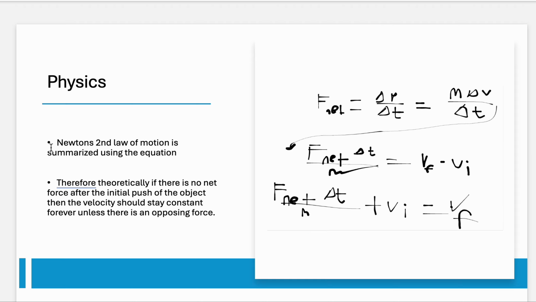The physics involved: Newton's second law of motion is summarized with this equation: F net equals change in momentum over change in time. Eventually, you can rewrite this as F net times change in time over mass plus v initial equals v final. So basically, if there's no force being applied, then v initial equals v final, so velocity stays constant.